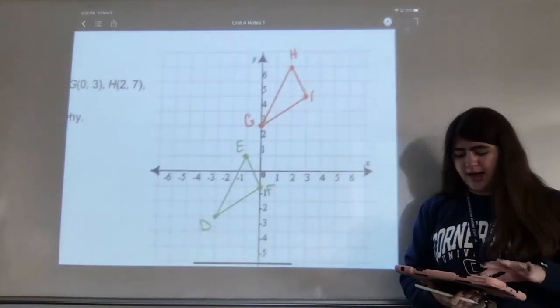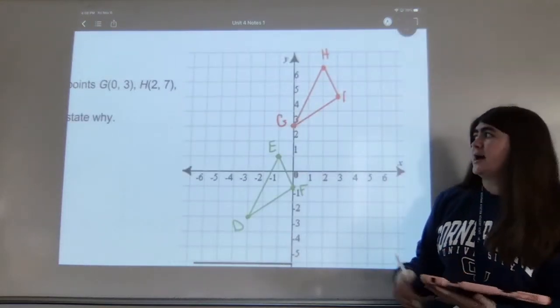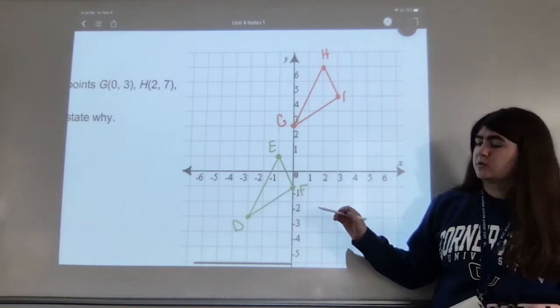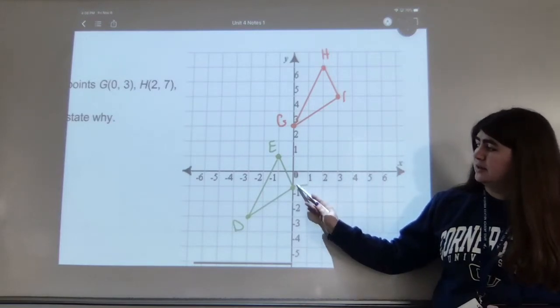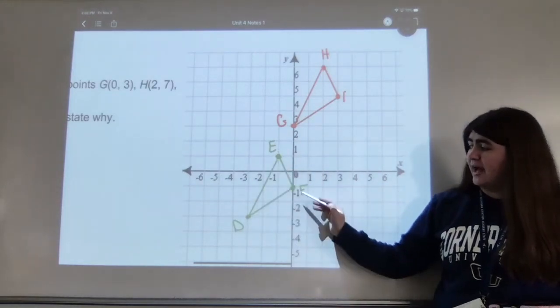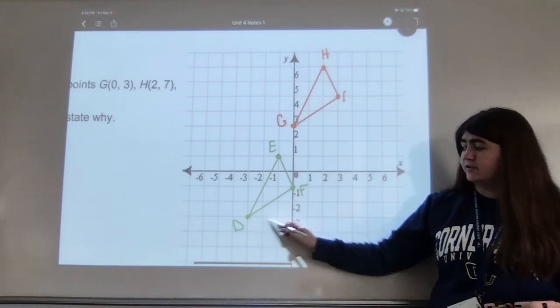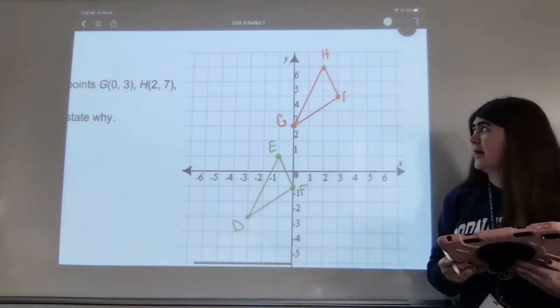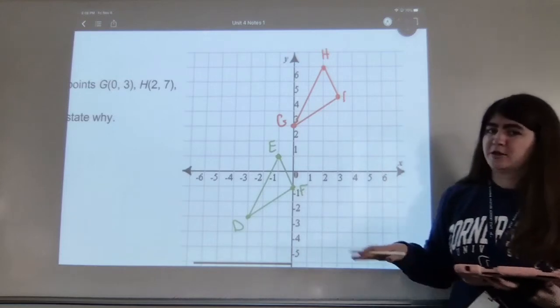I'm going to use the Pythagorean Theorem here. So I'm going to find the triangles. I'm going to create right triangles for each side and find the distance that's traveled horizontally and vertically, and then we're going to do a little bit of math. Well, it's all math, but we're going to do some algebra.